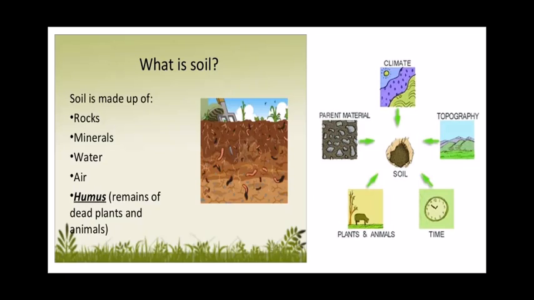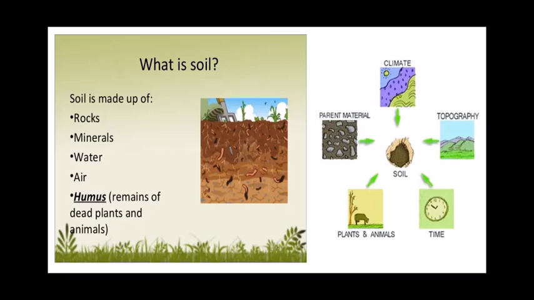You all might have seen soil all around in your place, like in a playground or on the sides of the roads. So soil is something which is made up of tiny particles of the rocks, some minerals, water, air, and some remains of dead plants and animals. That is also called humus. So these all together combine and form soil.